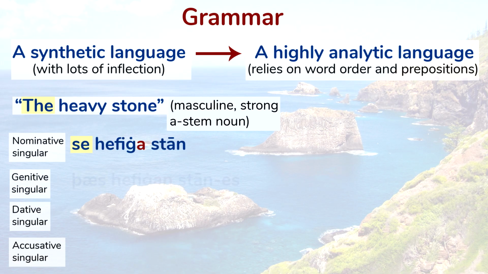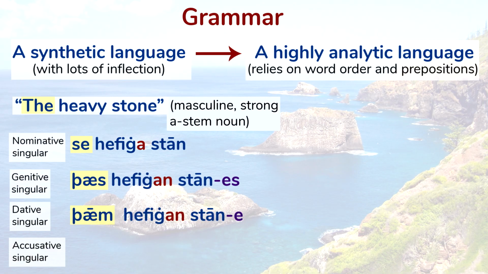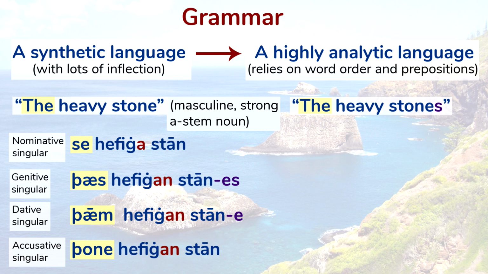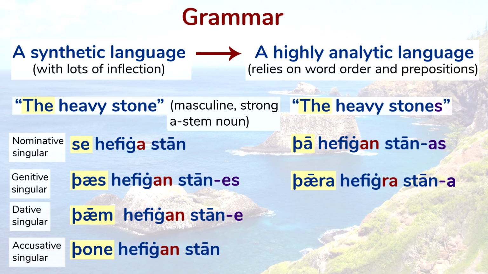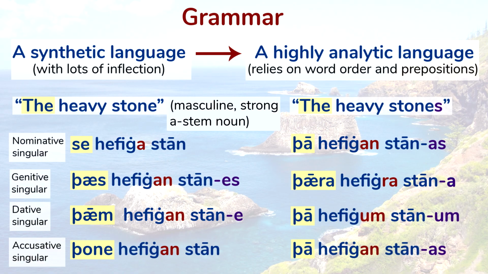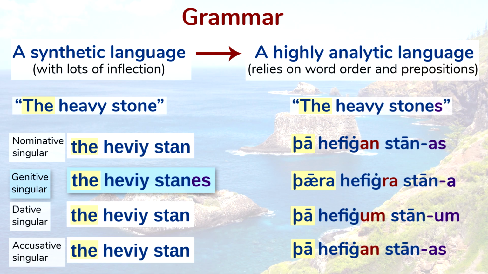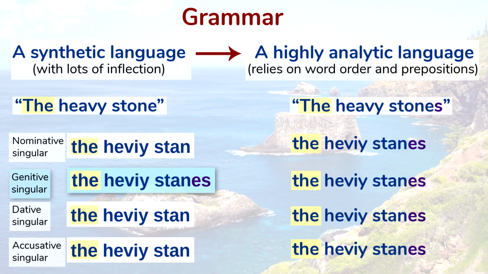Se hevia stan, thas hevian stanes, them hevian stane, thone hevian stan. And in the plural form, meaning the heavy stones, tha hevian stanas, thara hevira stana, tha hevium stanum, tha hevian stanas. In Middle English, these different forms were mostly lost. For the singular, there was just tha hevi stan, and for the genitive form, in other words the possessive, there was tha hevi stanes. In the plural, there was just tha hevi stanes, with the ending of the nominative and accusative cases becoming the plural s.